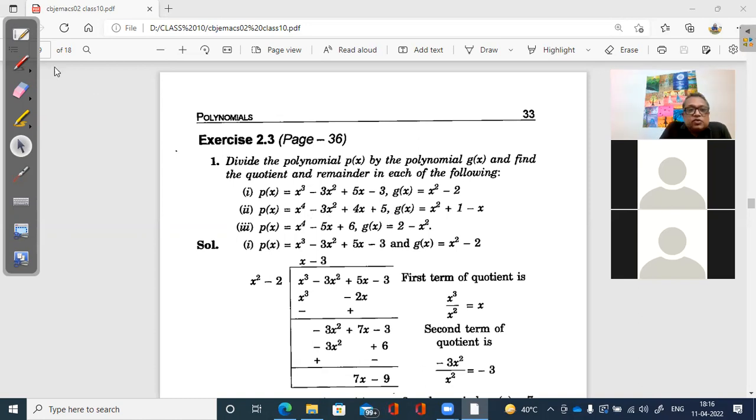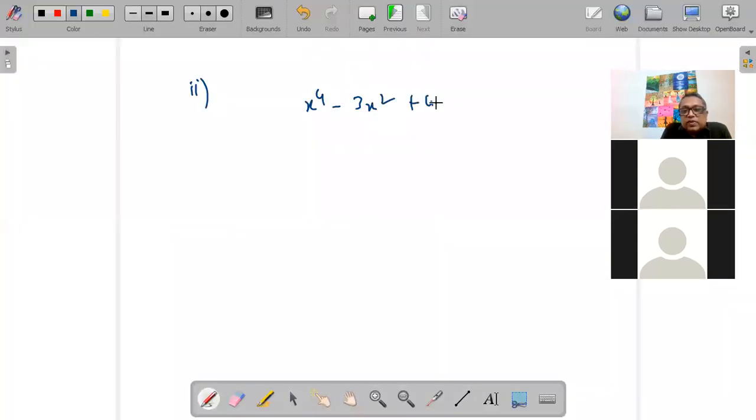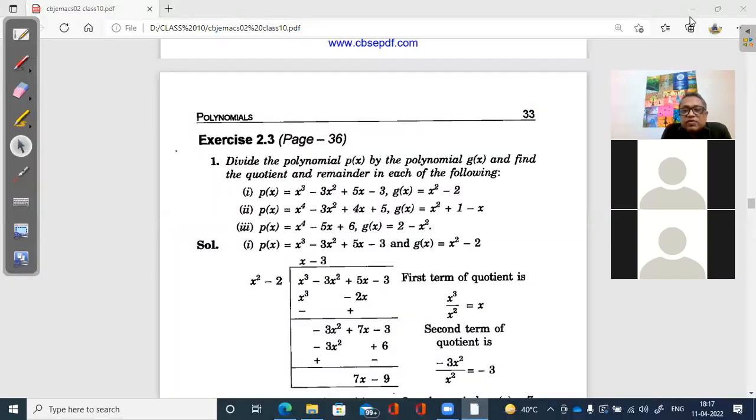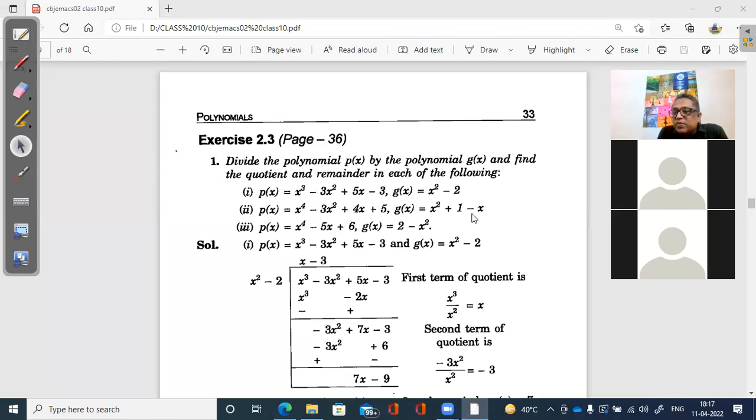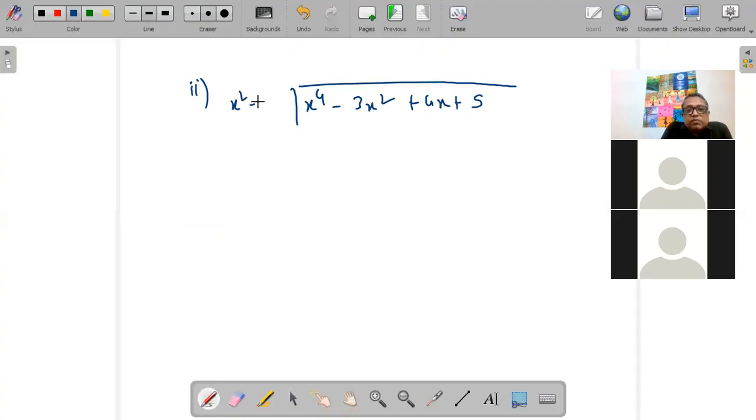Okay, so x to the power 4 minus 3x square plus 4x plus 5. This is the dividend. I am going to divide this by x square plus 1 minus x, which is given, so if I write it in order, it will be x square minus x plus 1. Now I am going to divide this. X square will go how many times in x to the power 4? What should we multiply by to get x to the power 4? X square into x square will be x to the power 4.